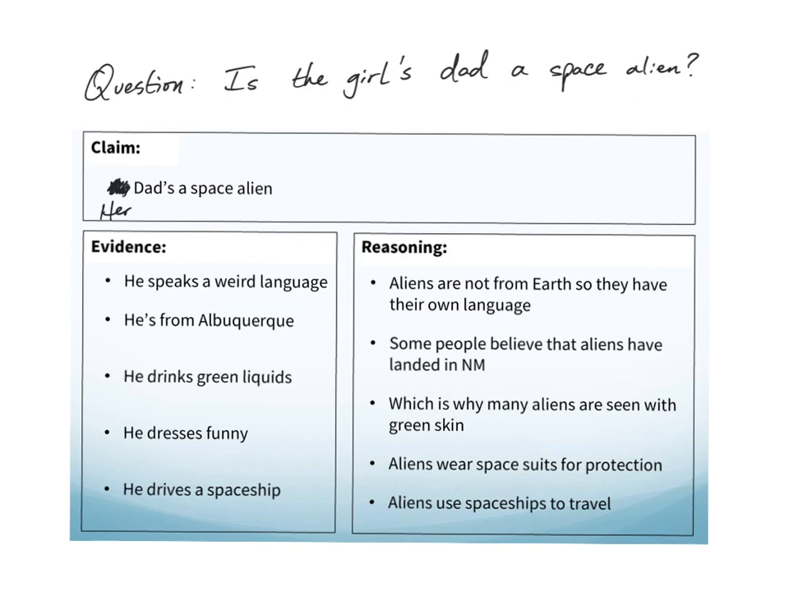the main takeaway here is that your claim doesn't necessarily have to be right or wrong. Ultimately, we want to be as right as possible. The important thing with CER is that we take our evidence, and within our reasoning, we tie each piece of evidence back to the claim. We're explaining each piece of evidence.